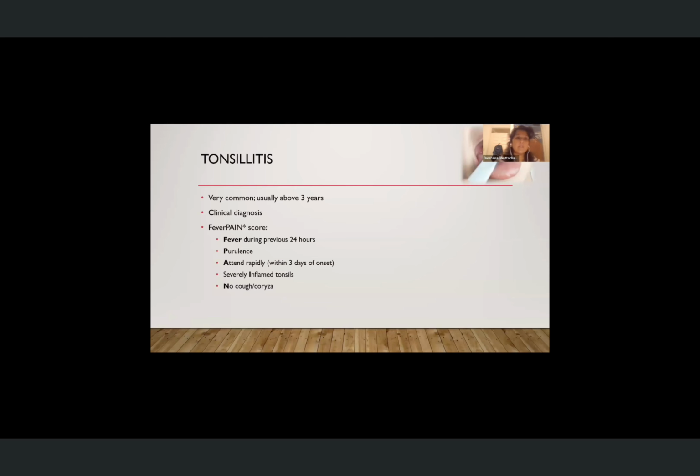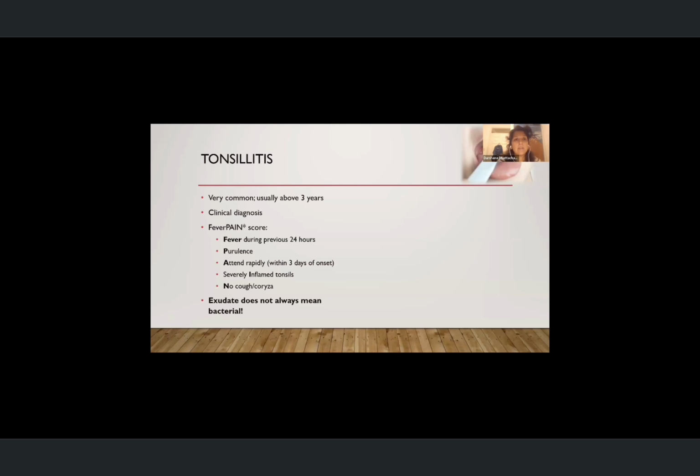So what the fever pain score looks at is obviously fever over 38 during the previous 24 hours, purulence or pus on the tonsils, whether the patient attends rapidly within 3 days of onset because of symptoms, whether they have severely inflamed tonsils, and a lack of cough or coryza. But again, it's a little bit tricky because big tonsils can make a child cough. So again, it's using your clinical judgment there.